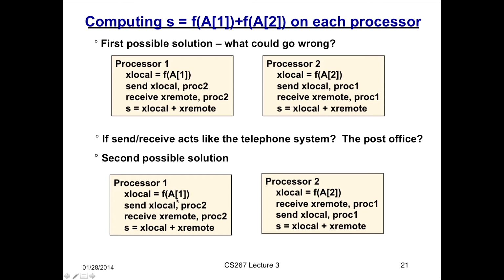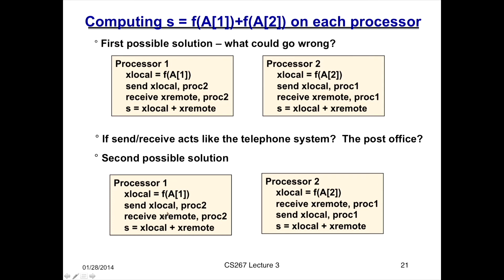So processor 1, again, computes f of a1, sends it to its neighbor, and does a receive. Processor 2 does it in the opposite order. First it does a receive, and then it does a send. And so now, no matter what the semantics are of send and receive, whether they immediately go on or not, these two guys match. So when you call receive, you're going to have to wait. That receive will block. It will say, I'm not going to keep going until this value shows up because I may need it in the next line of code.